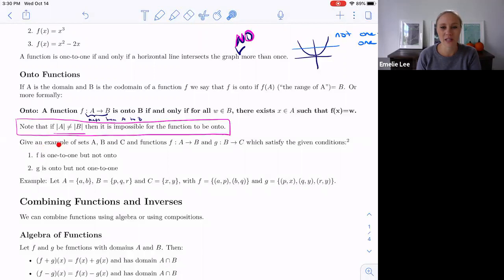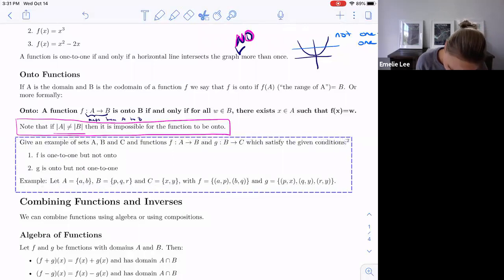So then this is the one I stole because it's the only one that's really nice to think about and really shows what it means to be one-to-one and what it means to be onto. We don't have to give examples, but I've got the example down here just so we can look at it. So give an example of sets A, B, and C and functions, where f takes from A and maps to B, and g takes from B and maps to C, which satisfy these conditions. The first condition is that f is one-to-one, but not onto. So mapping from A to B has to be one-to-one, but it can't be onto. And the second condition is that g is onto, but not one-to-one. So let's have a look at these and see what's going on.